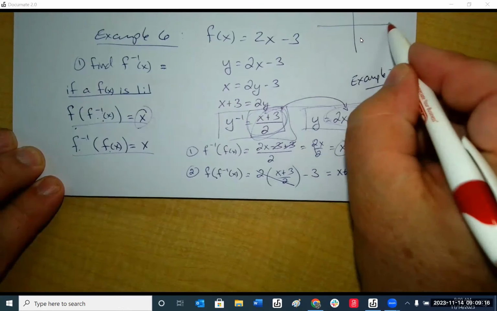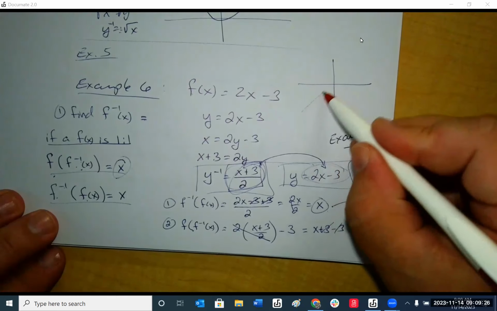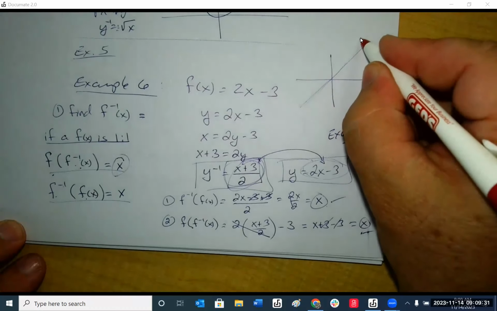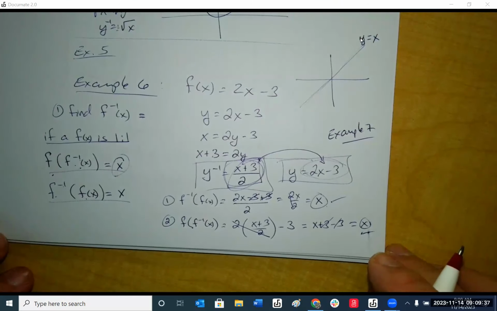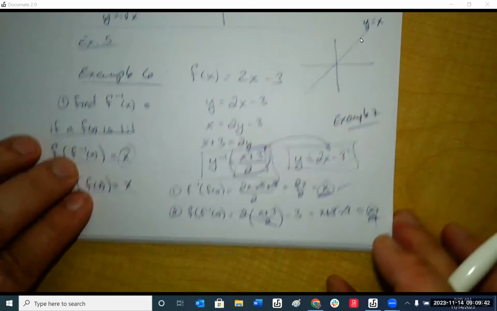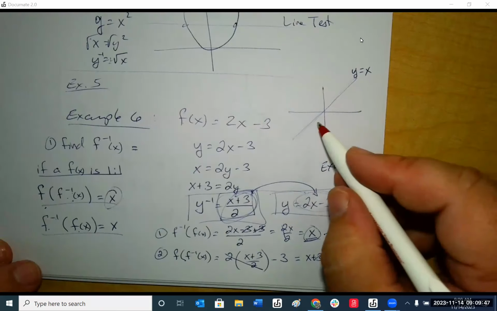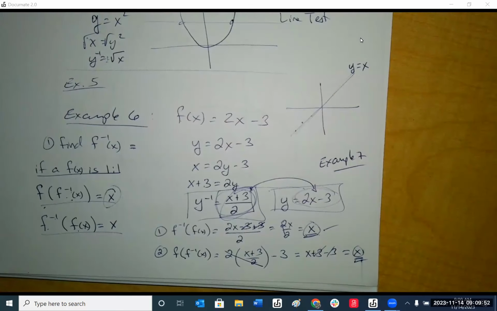Remember, how do you know what line is the inverse and the regular graph? What is it rotated about? This one, right? What's the equation of that line? Y equals x. So if you take an original function and the inverse of that function and combine them and plot the points, you'll get this diagonal line, y equals x.